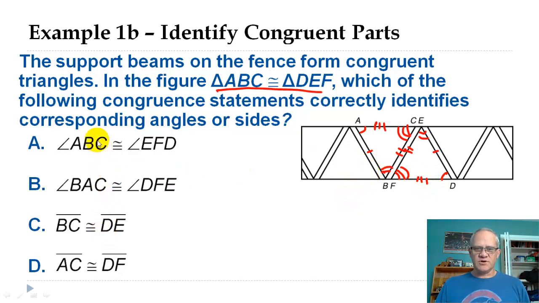So let's see which one of these works. Angle ABC, all right, angle ABC has 2 marks. EFD has 3 marks. Those aren't congruent. Okay, it's not that one. All right, what about B? BAC, that's angle A there, which is 1 mark. And then DFE, that's this angle, that's 3. Nope, that doesn't work either. Okay, what about C? Side BC has 2 marks. Side DE has 1 mark. Nope, that's not it either.